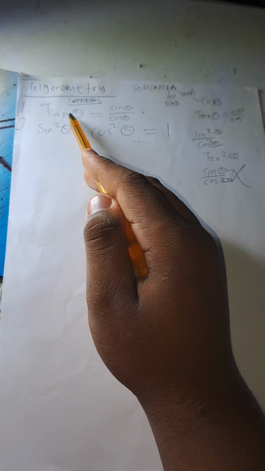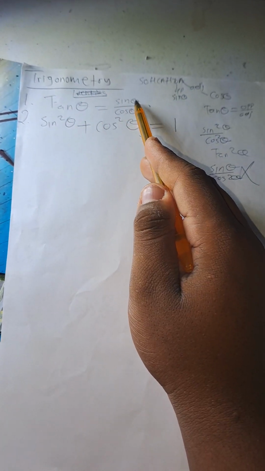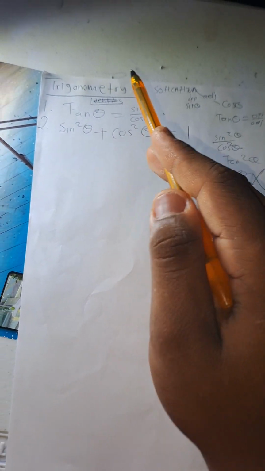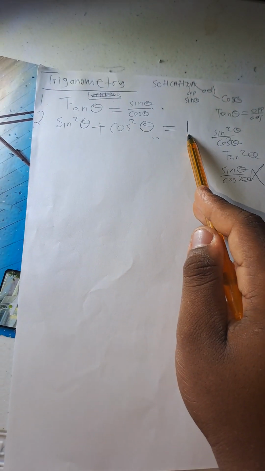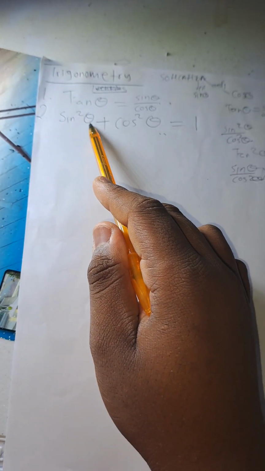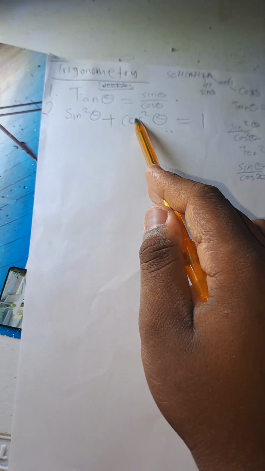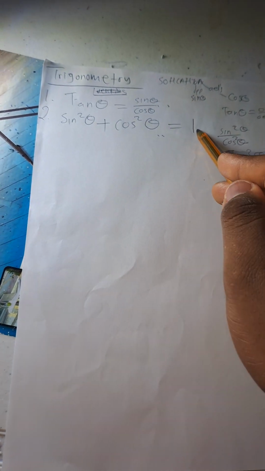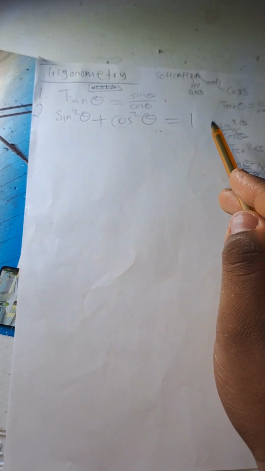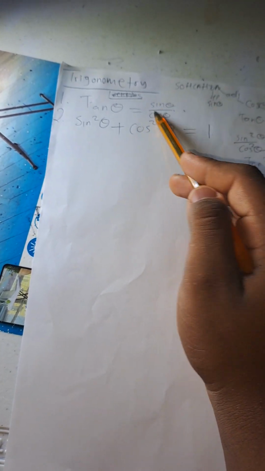So wherever you see tan theta, change it to sine theta over cos theta. Wherever you see 1, you can take it back to be sine squared theta plus cos squared theta. Or wherever you see sine squared theta plus cos squared theta, go to it is equal to 1. Remember, for tan, the numerator and the denominator must be the same.